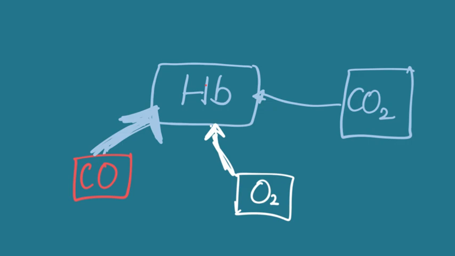Carbon monoxide binds 200 times more tightly to hemoglobin than oxygen. As a result, you can die of carbon monoxide poisoning, which is why we have those carbon monoxide sensors in our apartments, because if carbon monoxide finds hemoglobin, there is no hope. Oxygen can no longer bind to hemoglobin and death can result.